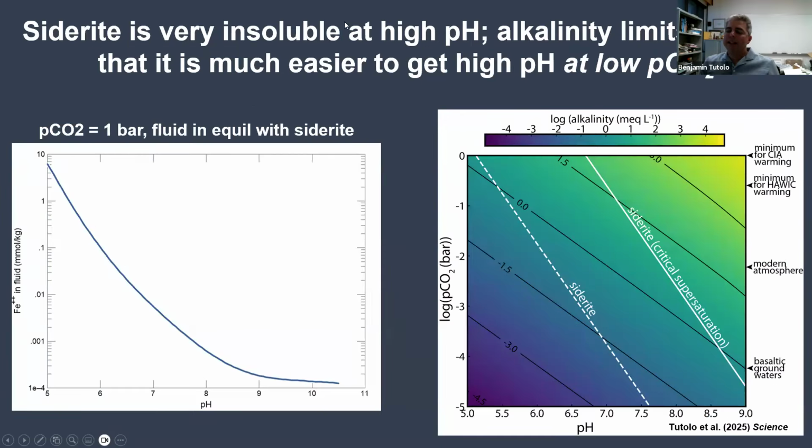Okay, so siderite's very insoluble at high pH, and alkalinity limits require that it's much easier to get high pH at low PCO2. So here again is the solubility of iron carbonate. As we increase the pH up towards 8, 9, 10, you can see that the solubility decreases by many orders of magnitude. And that's essentially saying the same thing as what these two straight lines say. And as you get to those high pHs, it is worth looking at what the measured partial pressure of CO2 is of basaltic groundwaters in Iceland.